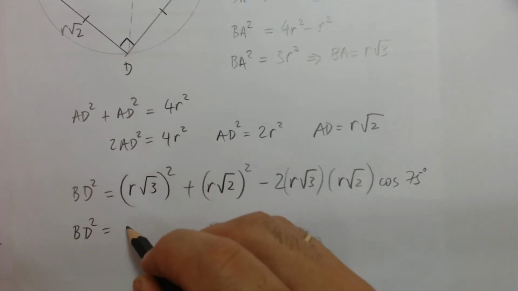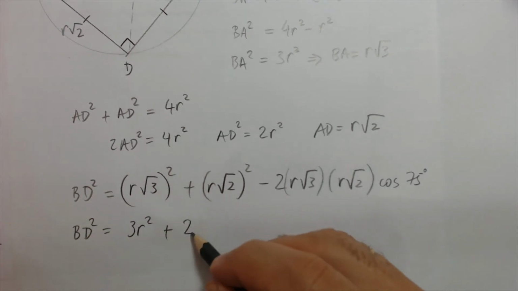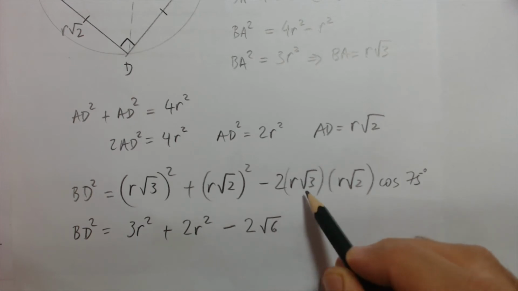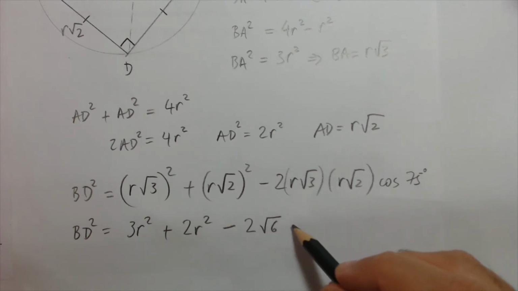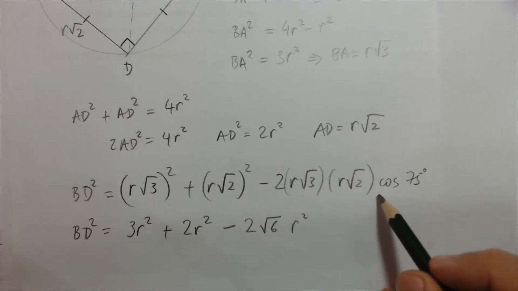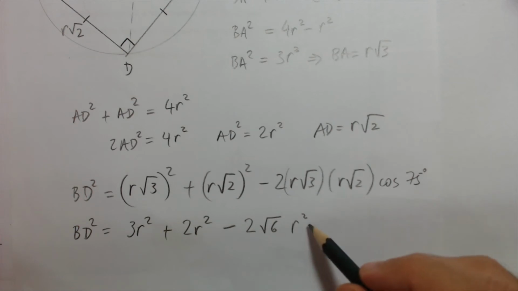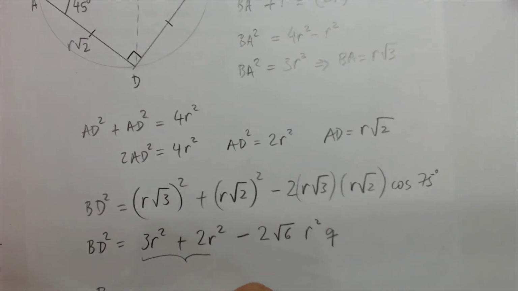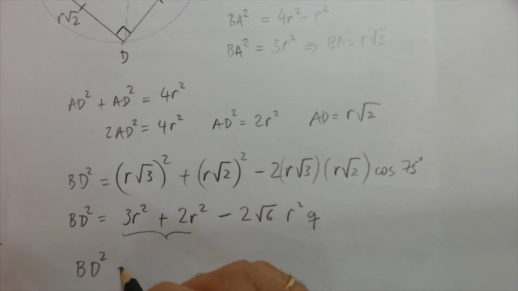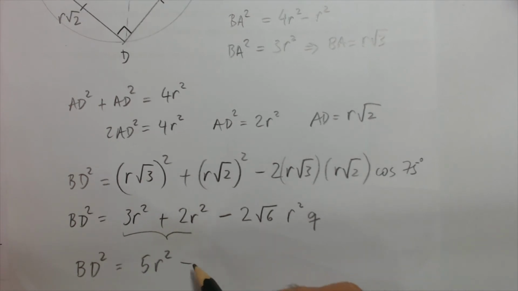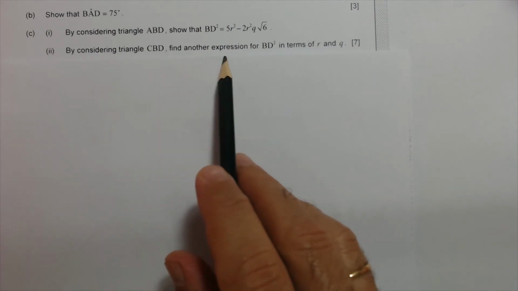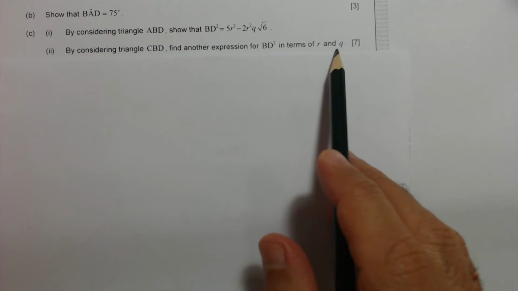BD squared is equal to 3r squared plus 2r squared minus 2 root 6 root 3 times root 2 root 6 r squared, and then cos q, cos 75, is equal to q, that was given at the beginning of the question. So combining these two terms, BD squared is equal to 5r squared minus 2 root 6 r squared q. Okay, by considering triangle CBD, find another expression for BD squared in terms of r and q.